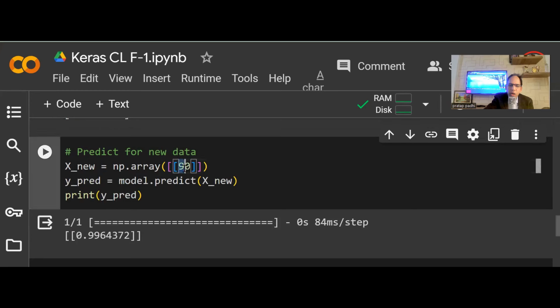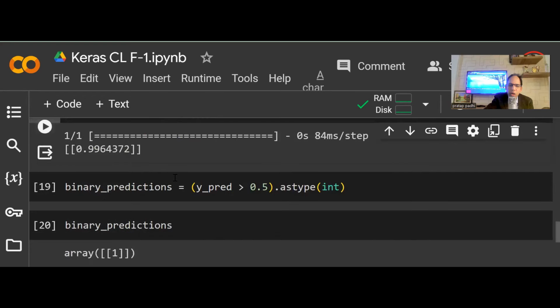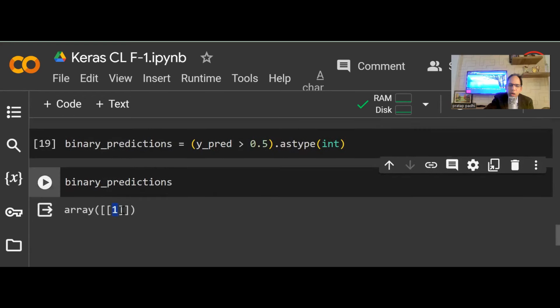Now, new data I've taken: 90. Suppose the question is, suppose the employee demands 90,000 a month, whether she will get the job or not. Now, the HR manager is quite happy to say yes. That is one. One means yes. So she passed now. Let's go back to the board.